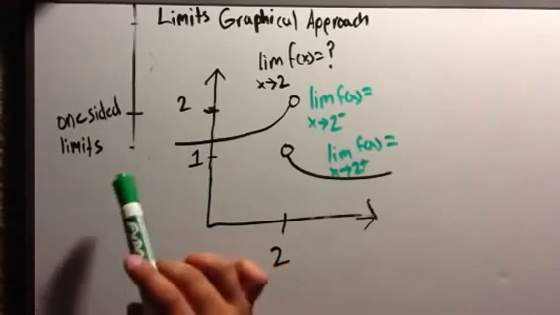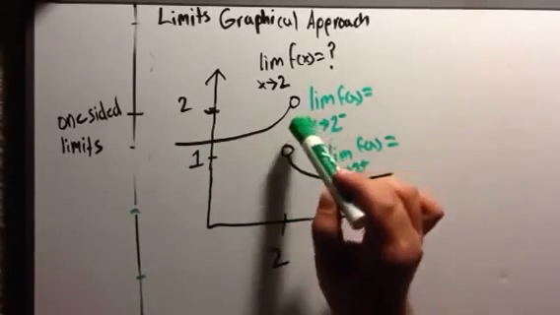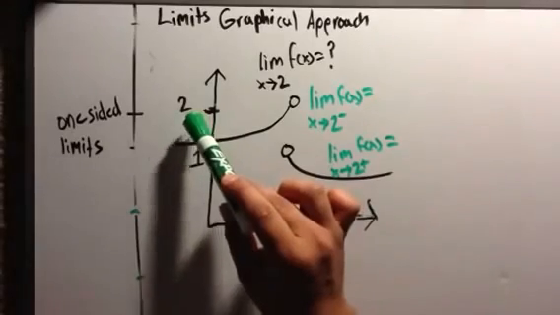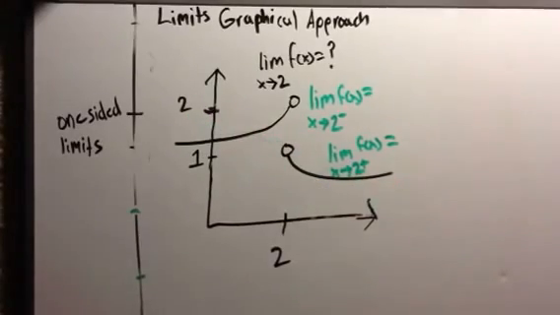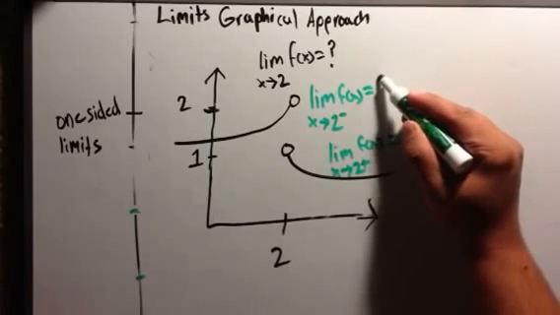And we can see when this function comes from the left, it comes up and approaches 2, it comes up to some number, it comes up to 2. So we can say the limit as x approaches 2 from the negative side is equal to 2.